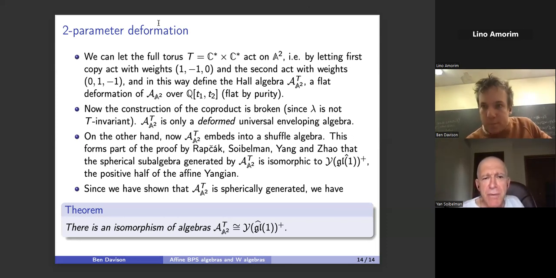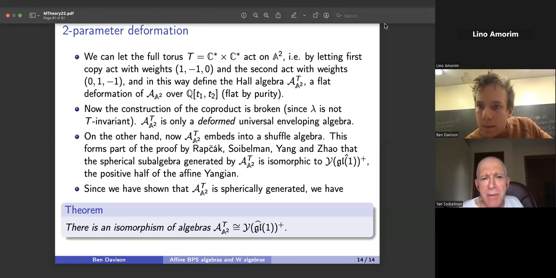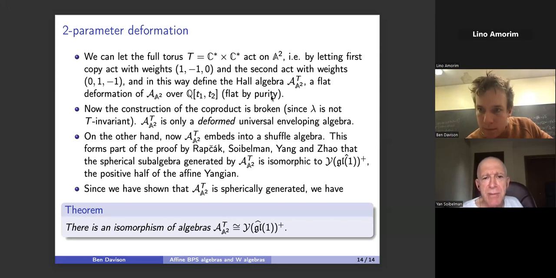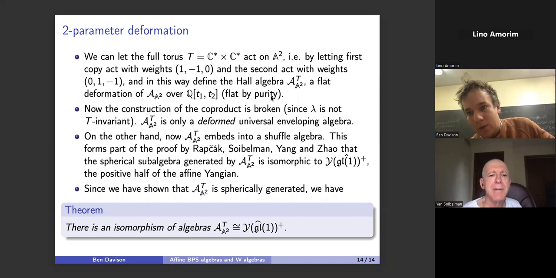And we proved some kind of weaker version of this, because only slightly, just that the spherical subalgebra is isomorphic to the affine Yangian. So once you've shown that it's spherically generated, it's obviously immediate.